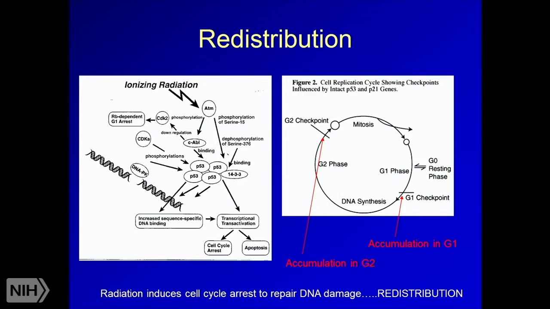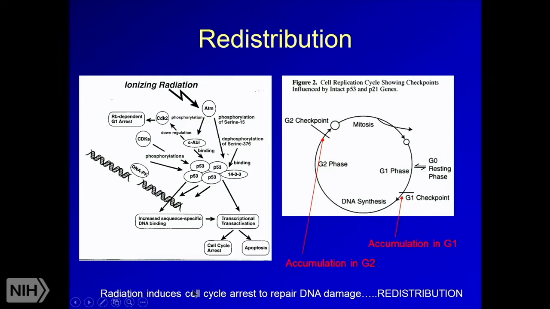When we talk about redistribution, as I mentioned, sometimes when we give radiation, it causes cells to accumulate in different phases of the cell cycle. So again, here's our cell cycle circle here. And what we also know is that DNA damage from radiation is most effective in certain phases like the G2 phase and the mitotic phase. But we have checkpoints here, as we know, the G1 and G2, and this is actually one of the targets of some of our drugs now called checkpoint inhibitors, which, when we give them in combination with radiation, can allow the radiation to be more effective.